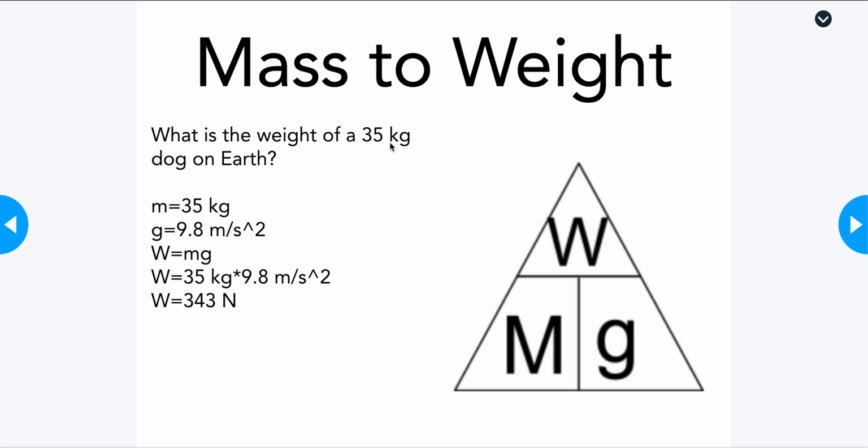All right, let's go ahead and take a look. What is the weight of a 35 kilogram dog on Earth? The mass of the dog is 35 kilograms. Gravity on Earth is 9.8 meters per second squared. Weight equals mass times gravity. We have the mass at 35 kilograms, the gravity at 9.8 meters per second squared. 35 times 9.8 is 343. Kilograms times meters per second squared is a newton. So our answer is that the dog has a 343 newton weight.